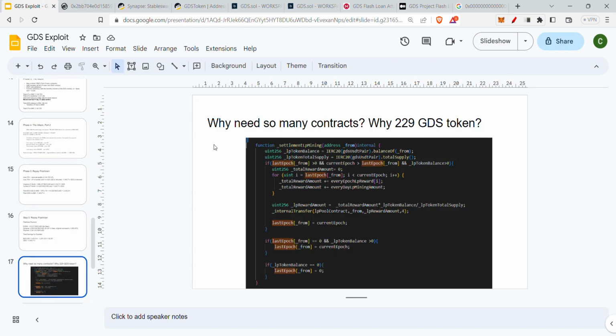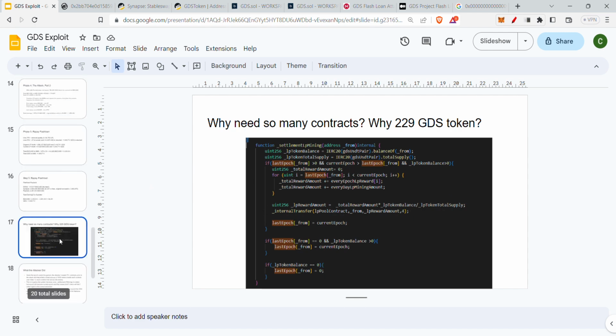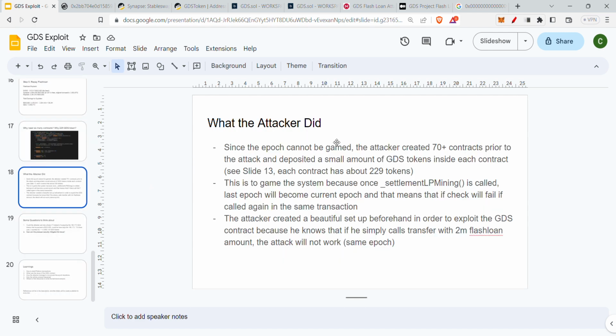So now there are some questions. Why do you need so many contracts? And why are there 229 or 228 GDS tokens inside every contract? Remember what I said about the last epoch, and that you cannot transfer and withdraw in the same transaction? But this is what he's doing, right? The attacker is transferring and withdrawing in the same transaction. So how did he manage to trick this system? It's very interesting, what the attacker did.